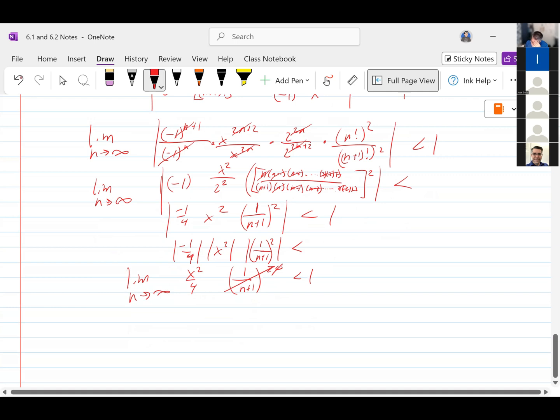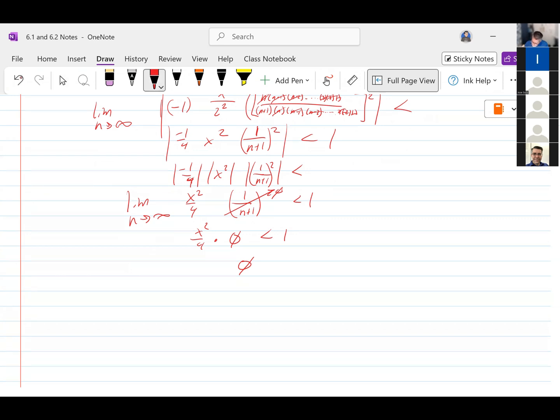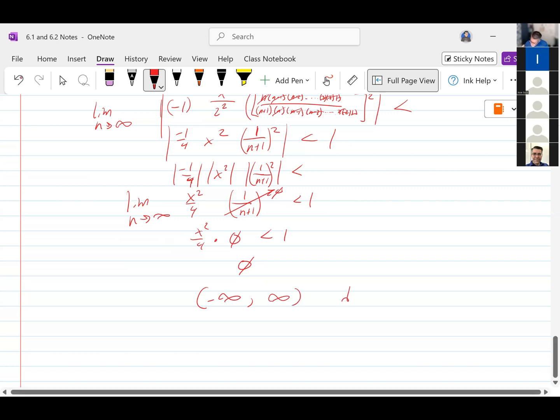So x squared over 4 times 0 is just 0. So it didn't matter what x was. This will always converge, no matter what you plug in for x. So my interval of convergence is negative infinity to infinity. This is the domain, or what we call the interval of convergence, the domain of x.